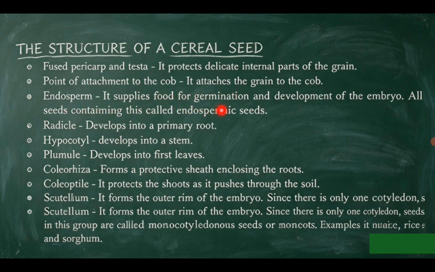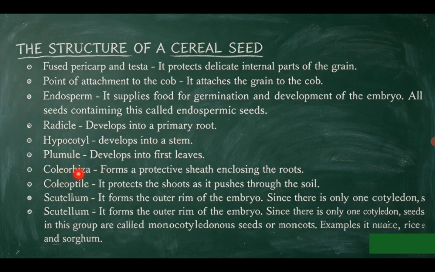Endosperm supplies food for germination and the development of the embryo. All the seeds containing this are called endospermic seeds. The radicle develops into a primary root, while the hypocotyl develops into a stem. The plumule develops into the first leaves of the maize seed. Mind you, we are discussing an example of a cereal seed here, which is maize.